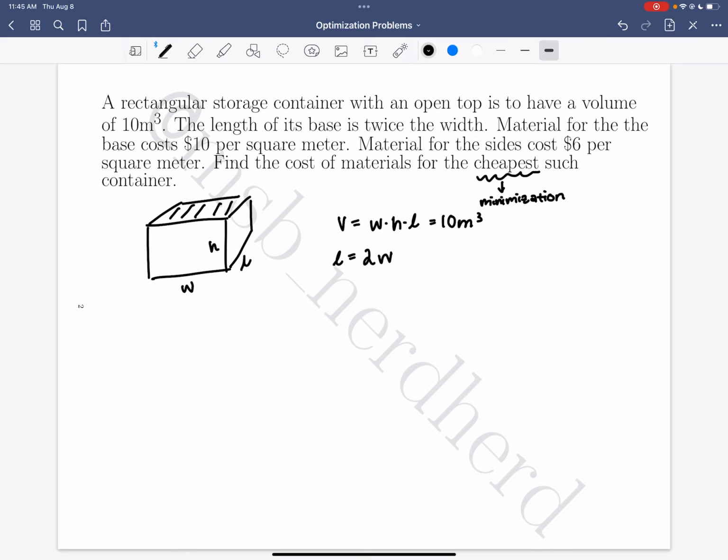So in order to find the cost of the materials, we have to find the area of the base, and we have to find the area of the sides. So the base is going to be, we have just one base, right? Since we have no top.